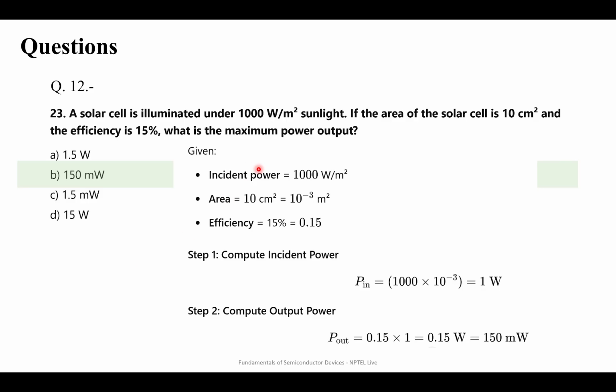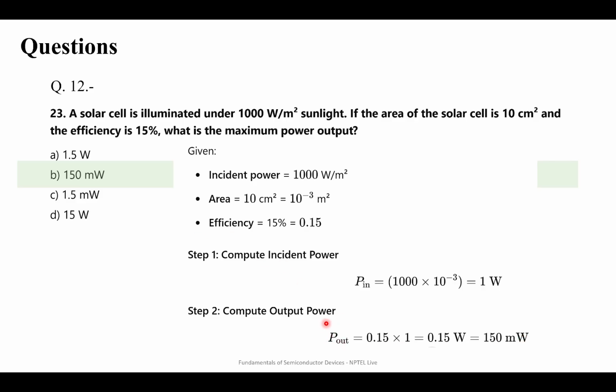So you know the incident power is 1000 watt per meter square, and the solar cell area would be 10 centimeters square, which is 10 to the power minus 3 meters square. So the power that is falling on the solar cell is 1 watt, and now its efficiency is given as 15%. So only 15% of that 1 watt input power is converted to output power. So calculate 15% of 1 watt, and that is your 150 milliwatt. So that is your output power.